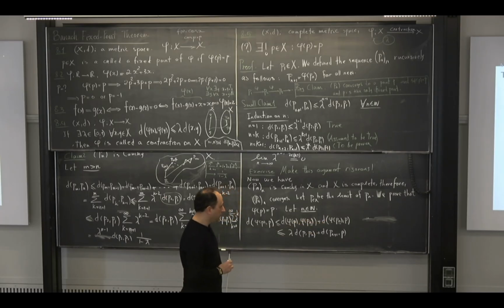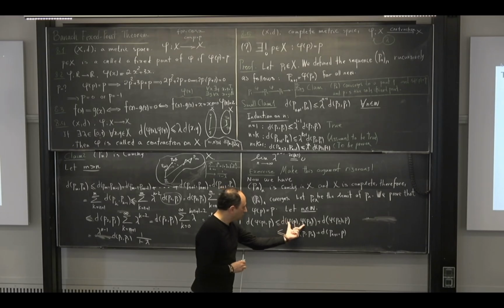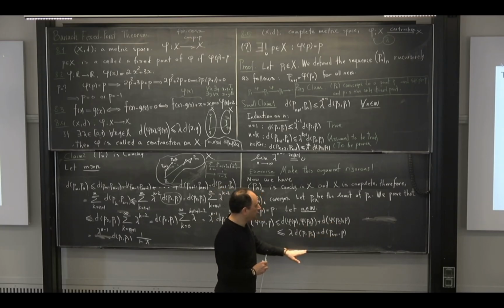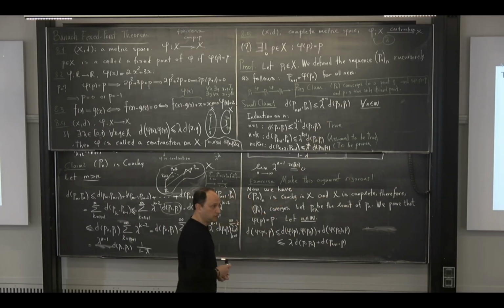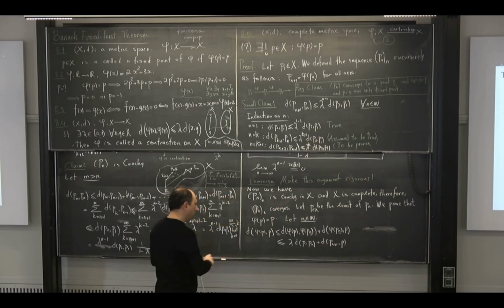This is very simple. But why could I make this smaller than that one? Because phi is a contraction. So the distance between these two should be less than or equal to lambda times the distance between the points. And why could I write this one here? Because it was my definition, do you remember? Phi of P_n is P_{n+1}. So I wrote it here. Do you agree?